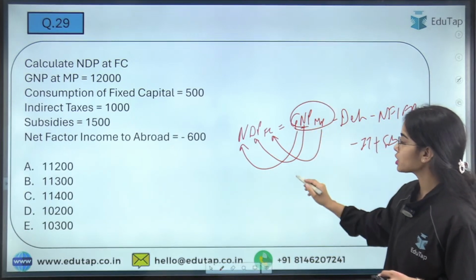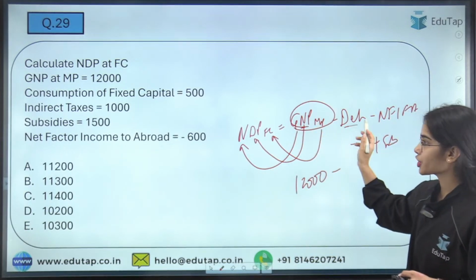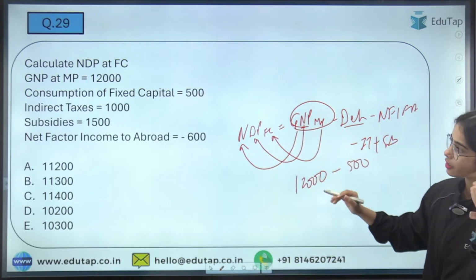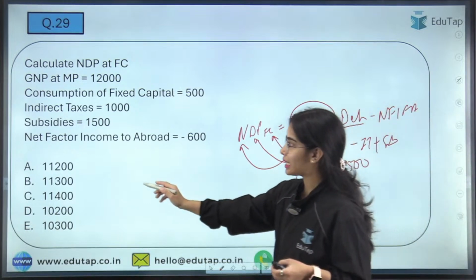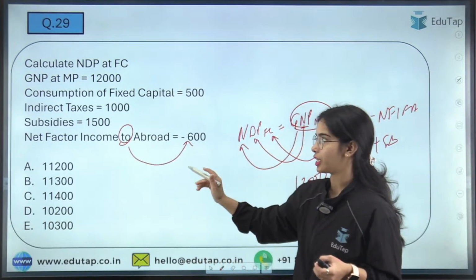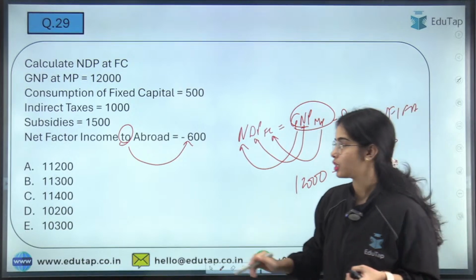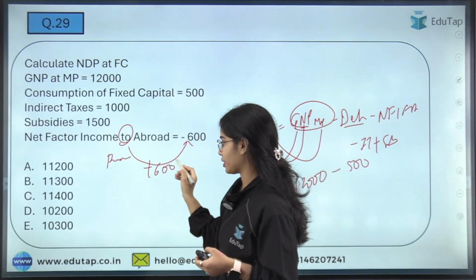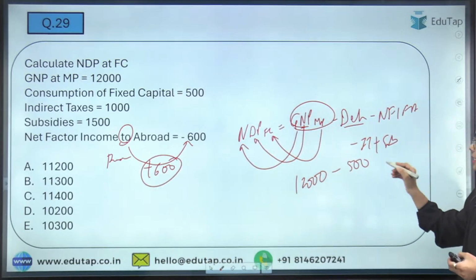So GNP at MP is 12,000. Depreciation is the consumption of fixed capital, so that is 500. Net factor income to abroad is minus 600. So from abroad is the opposite. So net factor income from abroad will be how much? It will be positive 600. Okay. So net factor income from abroad is 600.